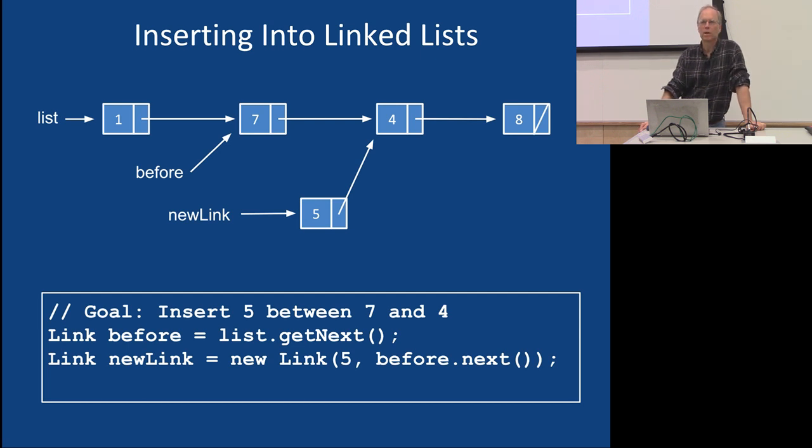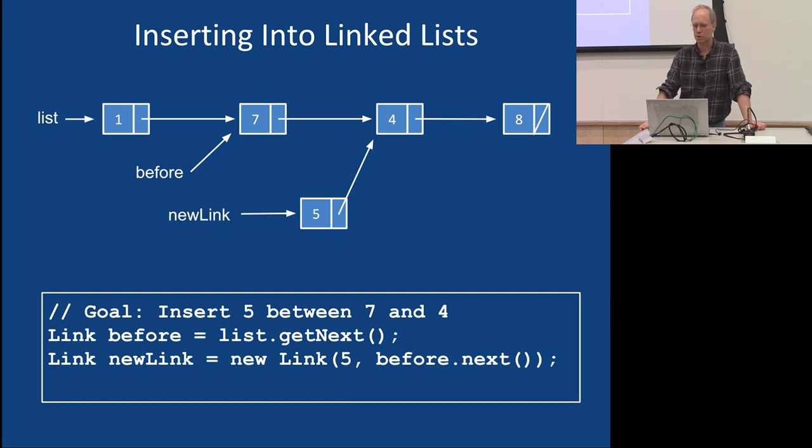What has to change about the picture? Someone just mention, yes? Change before's reference. Right, we have to change what's stored in this reference to point at the new link. So what would the code be? This box is referred to by before. So what do we do to before? Okay, we have to change the link, and the method is setNext.